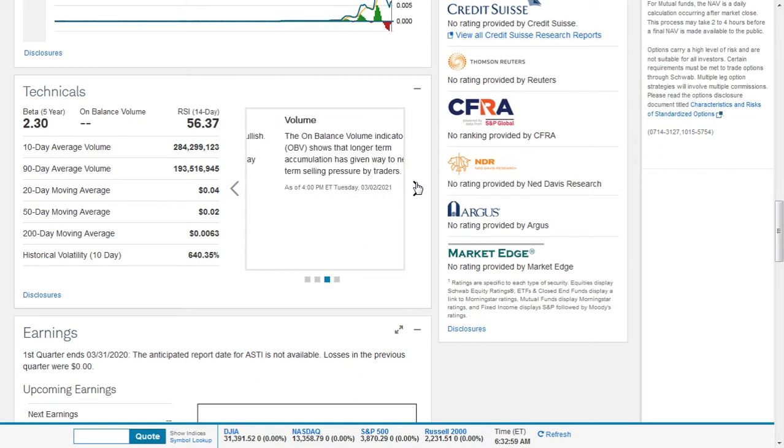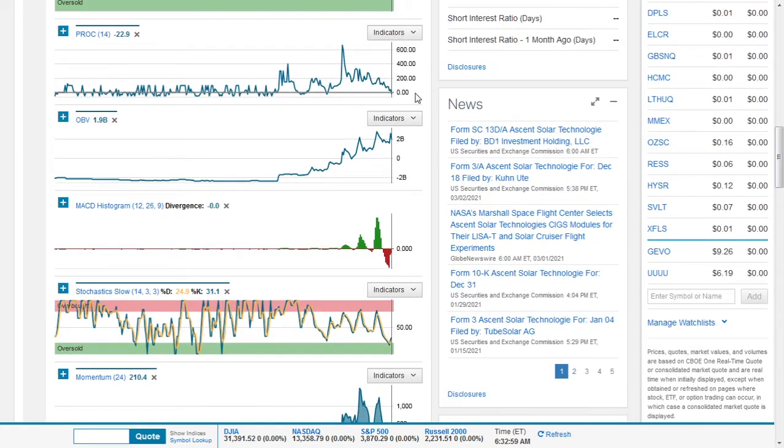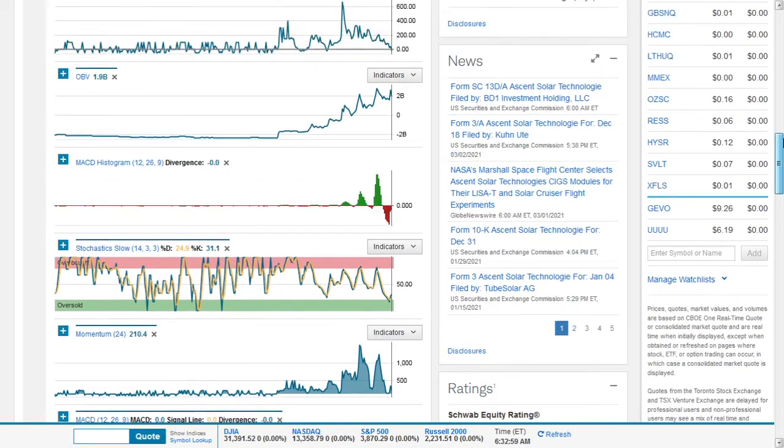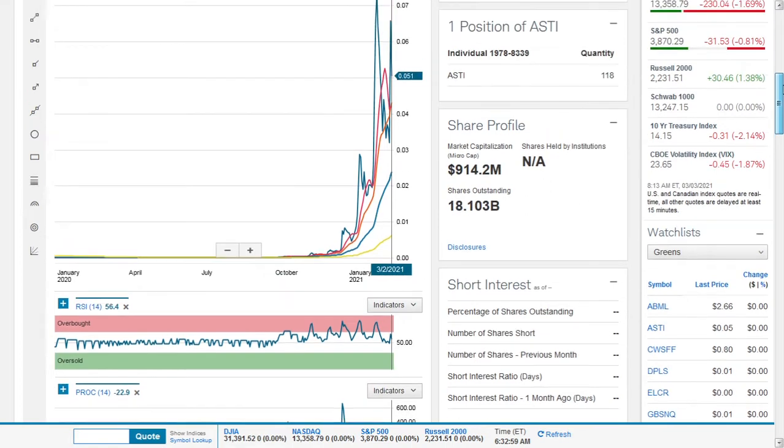The on-balance volume indicator shows that longer term accumulation has given way to near term selling pressure by traders. Okay, that's the on-balance volume indicator. It's still relatively very much bullish as well. But okay, it has lost some steam of late. So moving on, what we just looked at right now is a daily chart.